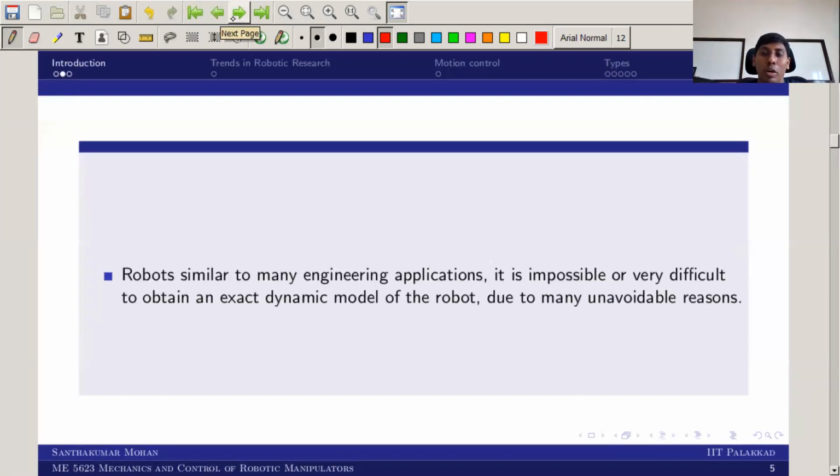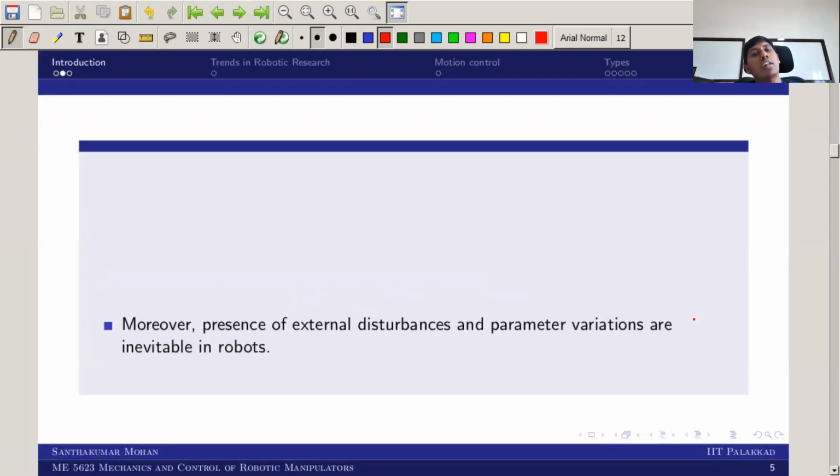So if that is the case, we have tried to derive the dynamic model, right? This is very similar to engineering applications, where it is impossible or very difficult to find the exact dynamic model. There are several unmodeled dynamics, because the exact dynamic model is not possible due to many unavoidable reasons. For example, if you want to design the friction model, the exact friction model is not exactly described, right? So how can we put in your exact controller?